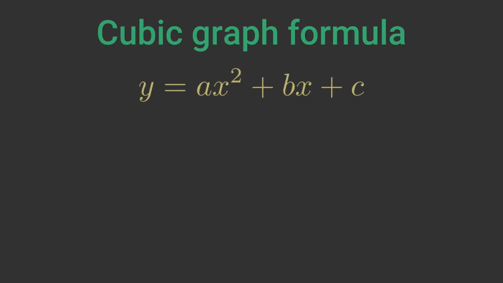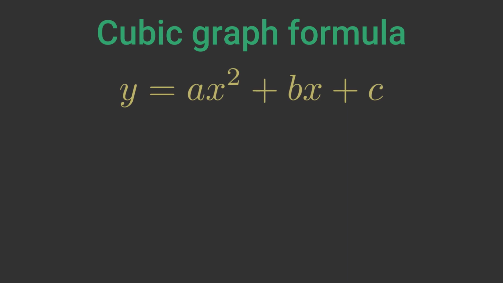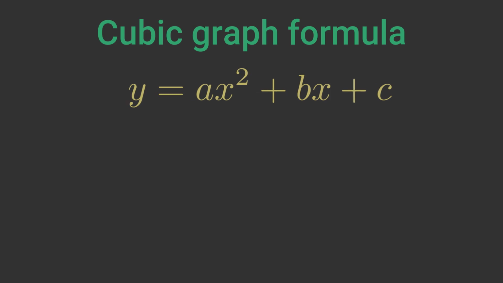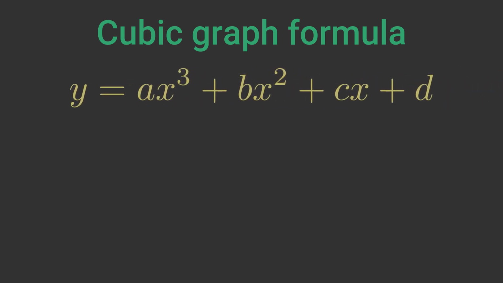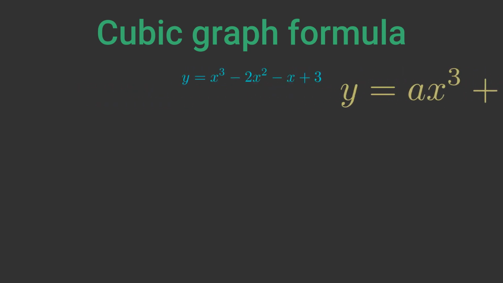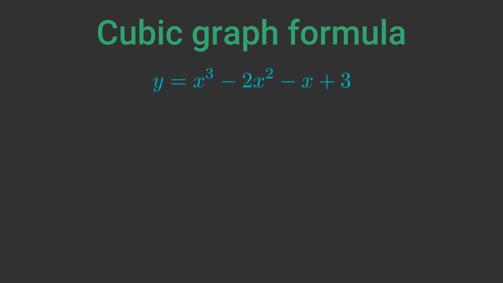You will probably have seen the formula for a quadratic equation. It is y equals ax squared plus bx plus c. A cubic equation adds an extra term in x cubed, so the equation is y equals ax cubed plus bx squared plus cx plus d. Here is an example equation.